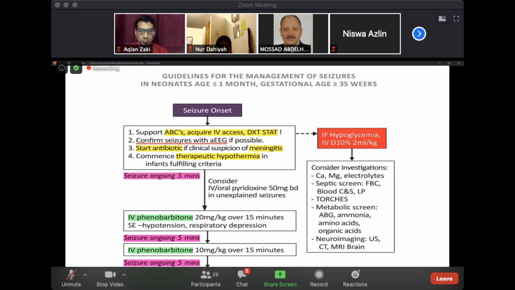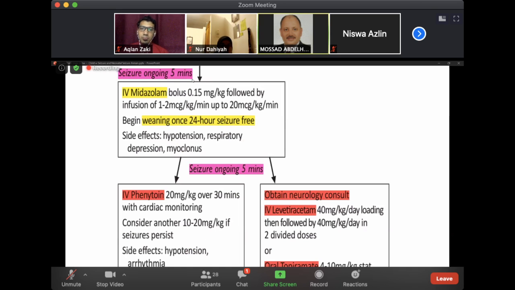In ABC, do a dextrose test. If hypoglycemic, give IV dextrose 10% and consider all these investigations to rule out the causes. If the seizure is ongoing, give IV phenobarbital. If still ongoing, give phenobarbital again, up to 3 times. If it still occurs after 3 administrations of phenobarbital, give IV midazolam.